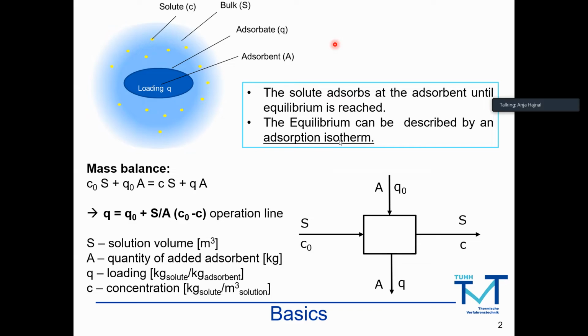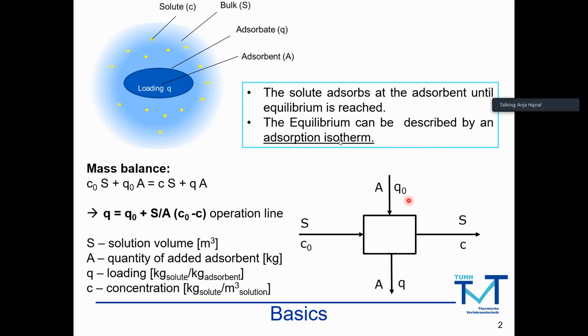Now, similarly as we also had in, for example, extraction, when we have an adsorber, we can specify this is our inlet, where we have a solution of a certain volume, and we have a concentration of our solute in this solution. What we end up with is, again, a solution with a different, smaller concentration of our solute. This is our adsorbent, so our material onto which we adsorb.